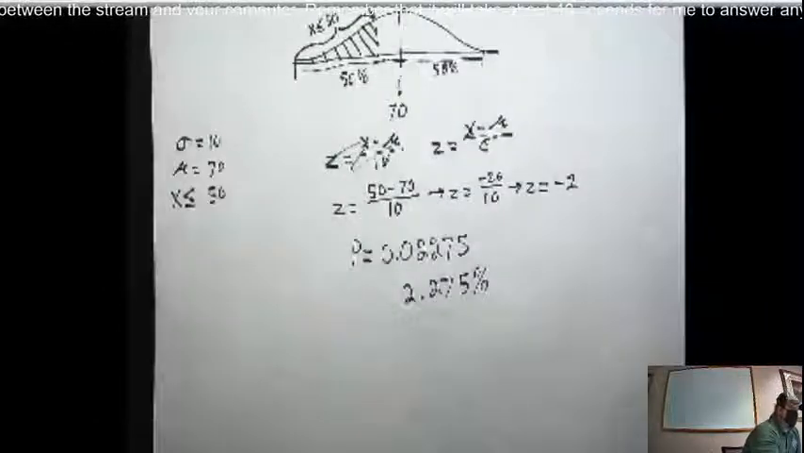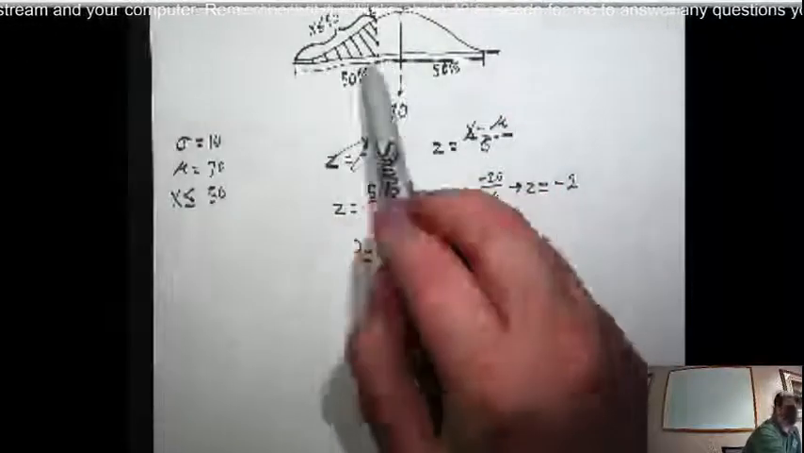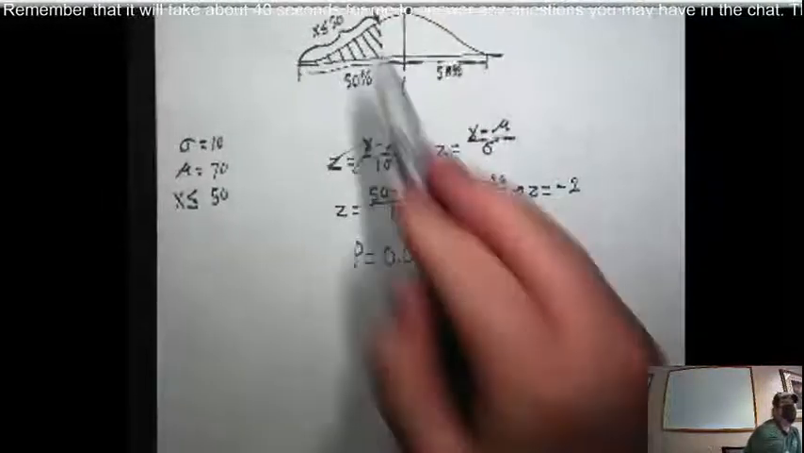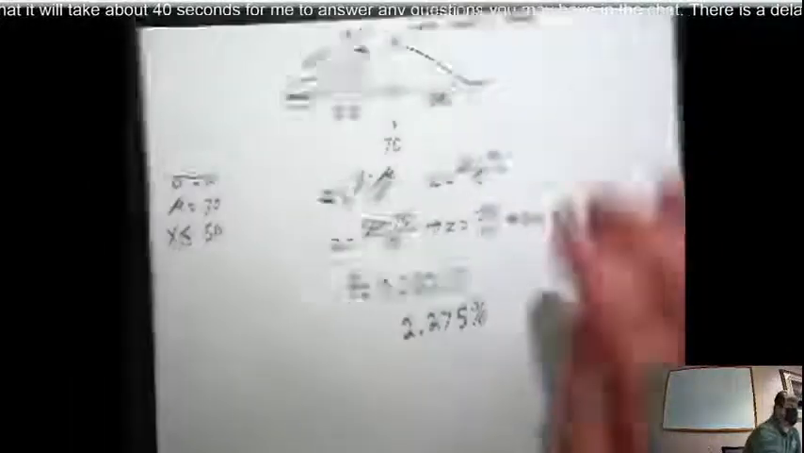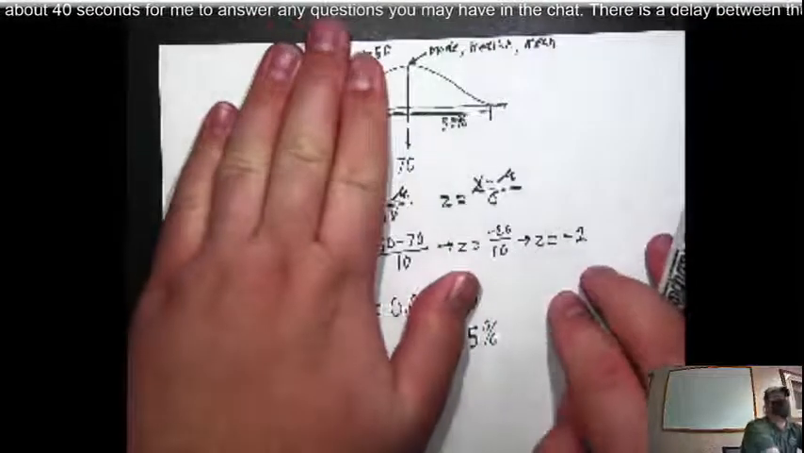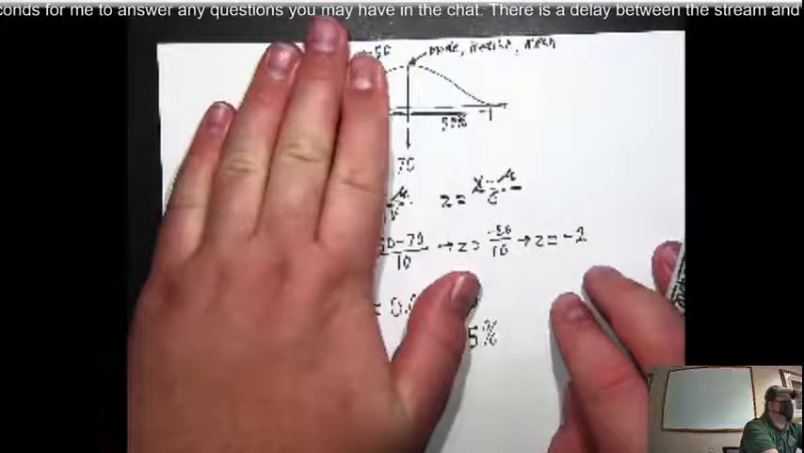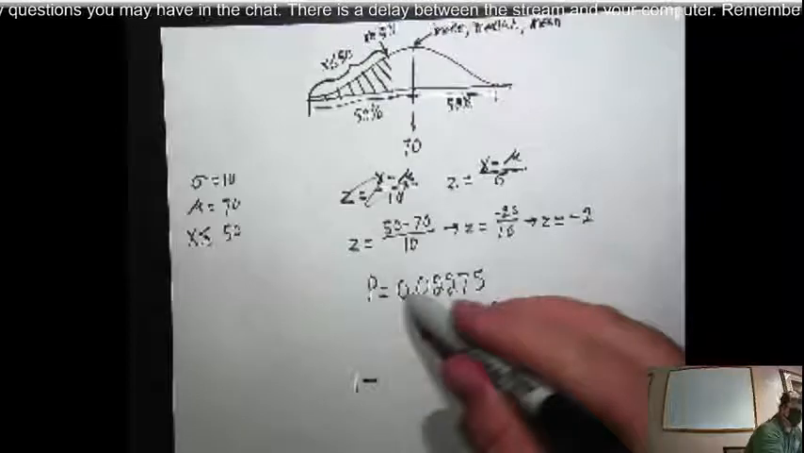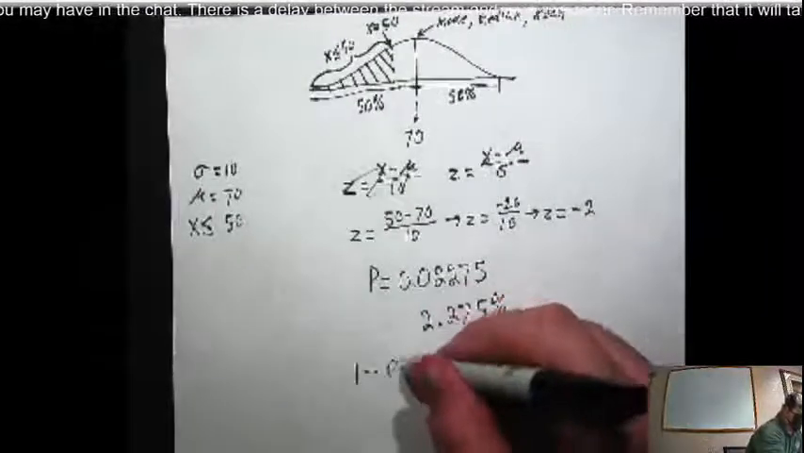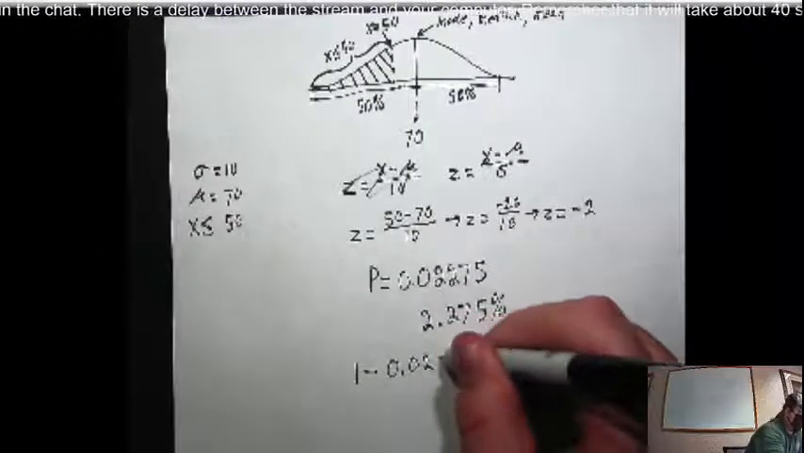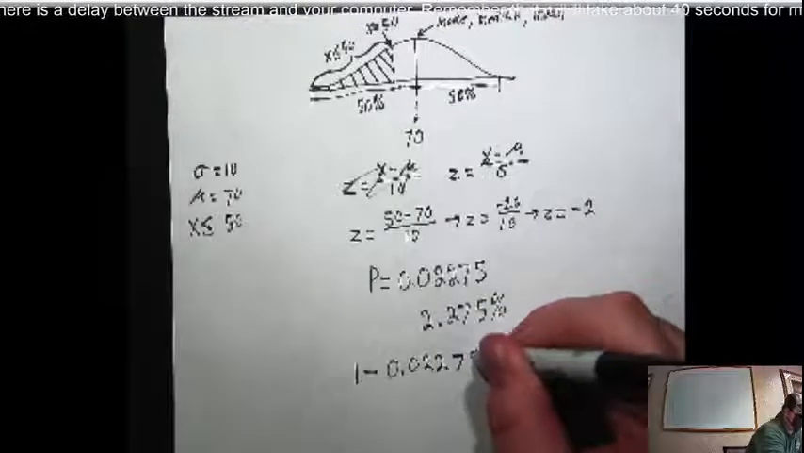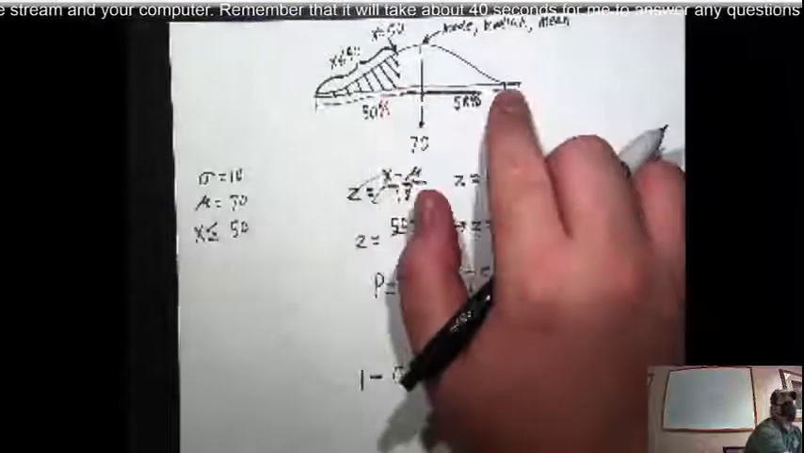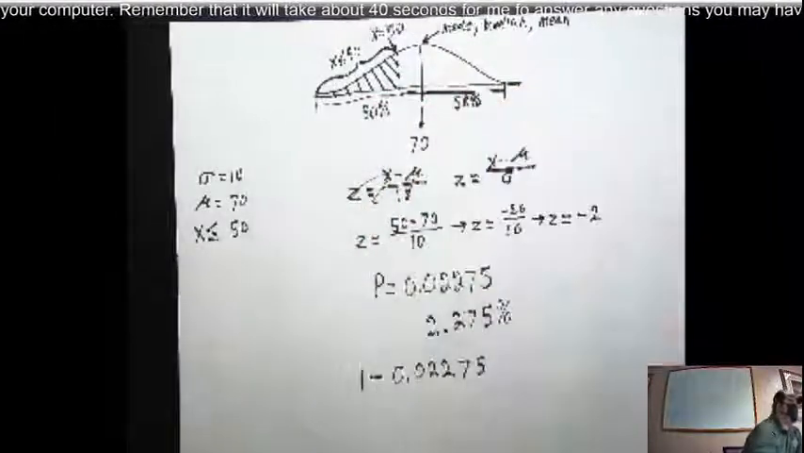So what we can do then is say, all right, if we want to find not below but above, we can just take the same probability that we just found, we know that represents this, and subtract it from the entire thing. In other words, 1 minus this probability will give us the area above that point instead of below.